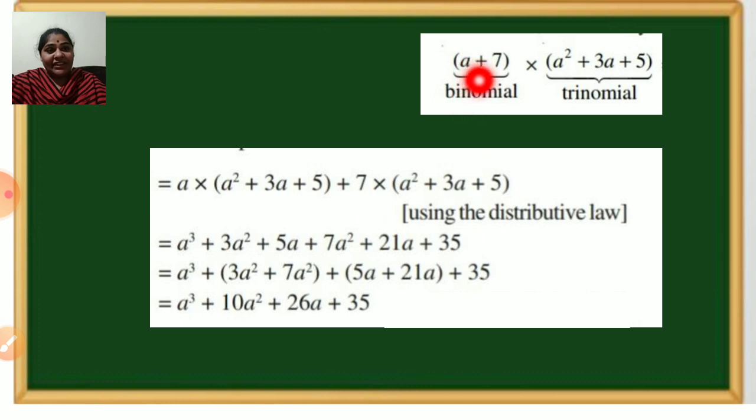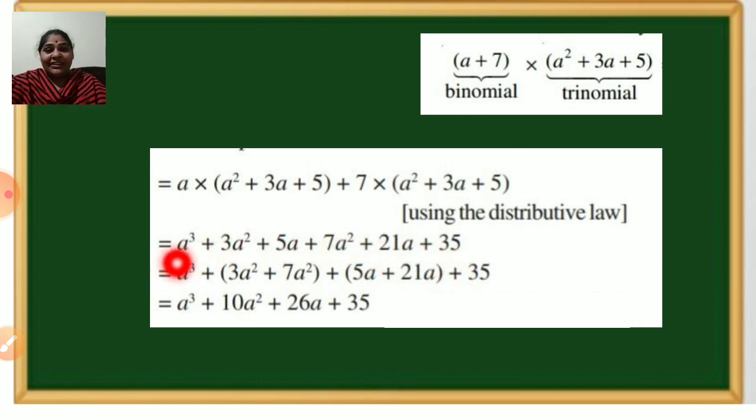As I said, each and every term you have to multiply with this trinomial. So a into a square will be a cube. A into 3a will be 3a square. A multiplied by 5 will be 5a. Plus 7 into a square will be 7a square. 7 into 3a will be 21a. 7 into 5 will be 35.